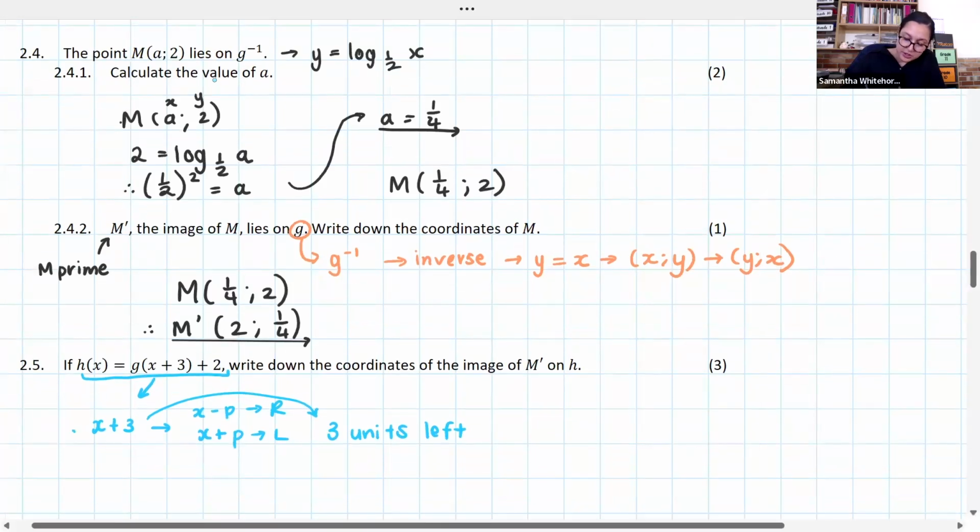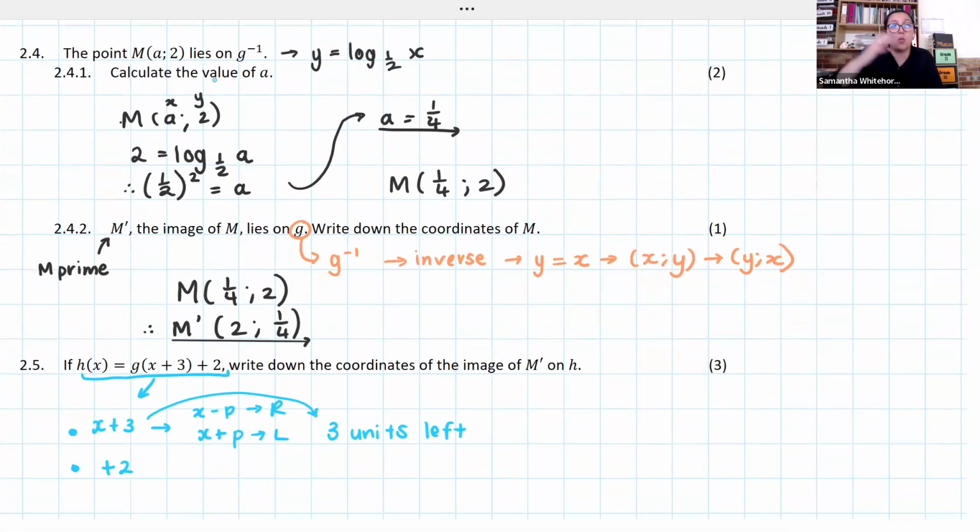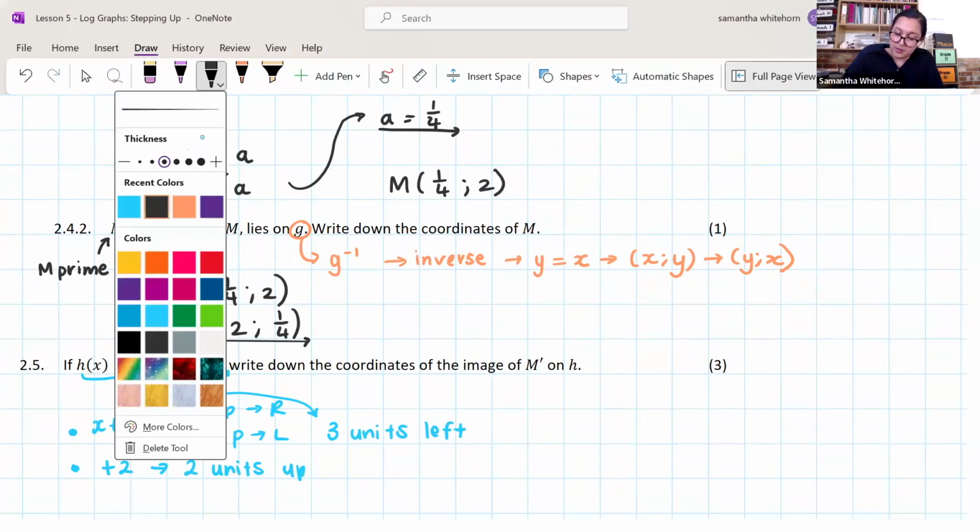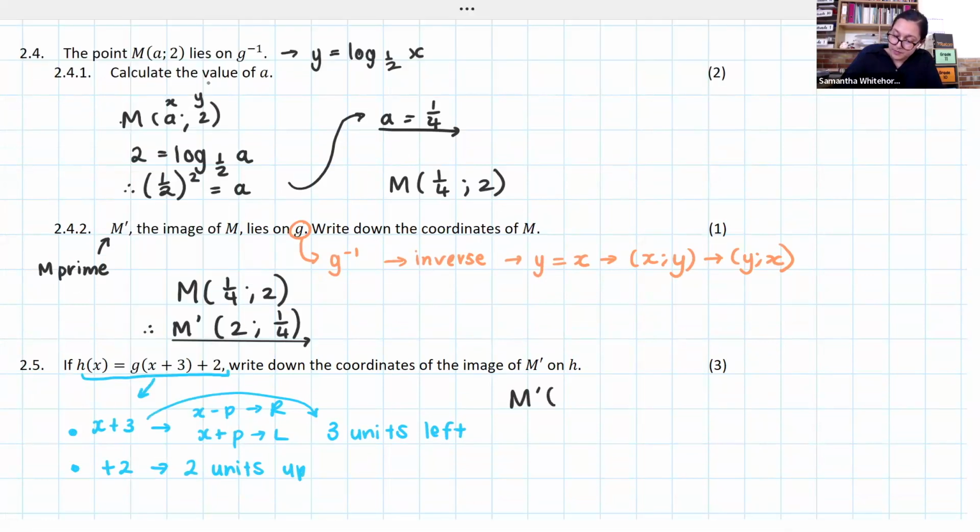The second transformation that we were given was plus 2. If it's not in the bracket with the x, it's affecting the overall y value. And so this is a shift 2 units up. So all we want to do now is take that m prime image, which was 2, 1/4, because that's the one we're asked to refer back to. And we want to perform this transformation.